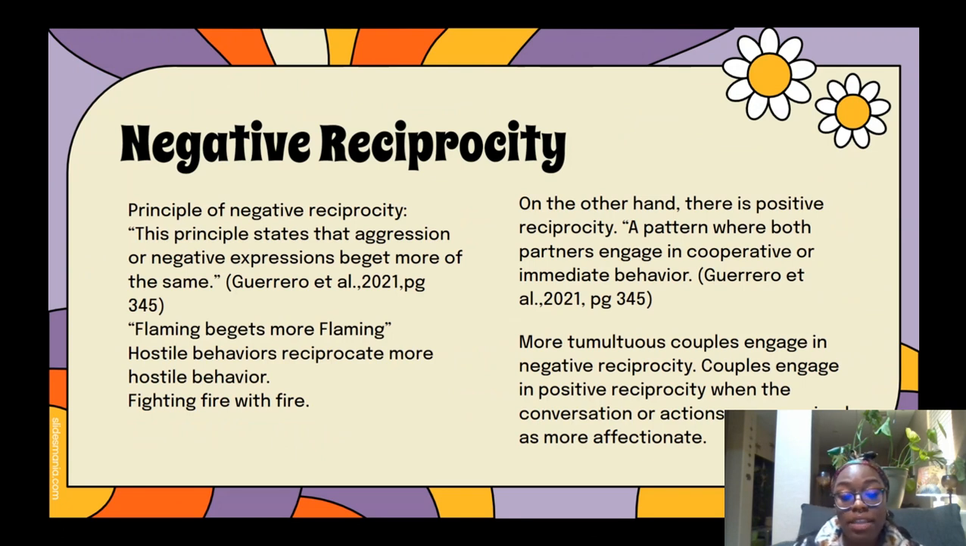On the other hand, there is positive reciprocity, which is a pattern where partners engage in cooperative or immediate behaviors. This would be complimenting each other, things like that. More tumultuous couples obviously engage in more negative reciprocity, and couples that engage in positive reciprocity perceive their conversations and actions as more affectionate.